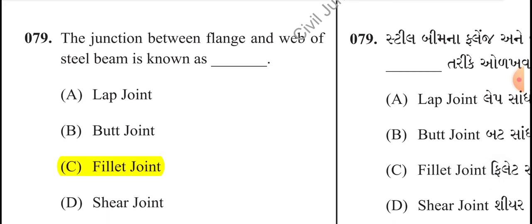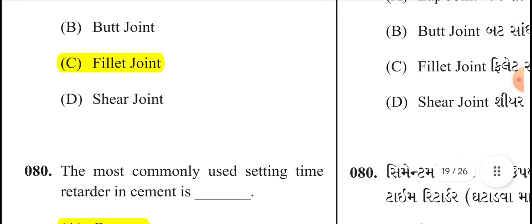The junction between flange and web of a steel beam is known as a lap joint, butt joint, filler joint, shear joint. The junction between flange and web of a steel beam is known as a filler joint.